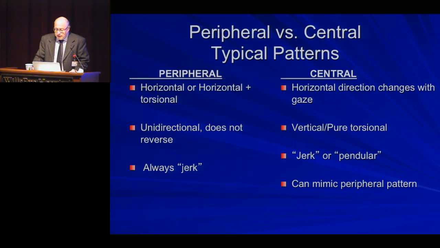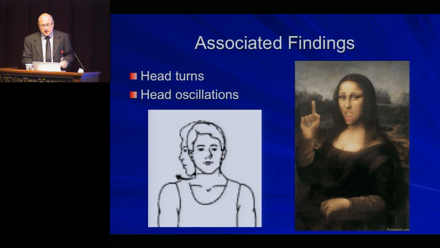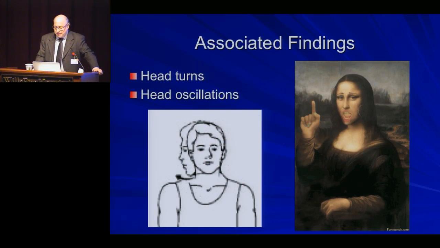there's an artery off the basilar artery that goes to the peripheral labyrinth. It's called the labyrinthine artery. And so you could have a central nervous system vascular problem that looks peripheral. You could also occasionally just involve the vestibular nuclei, and it can look peripheral. You want to look for associated findings, are there head turns or head oscillations to suggest an infantile nystagmus.